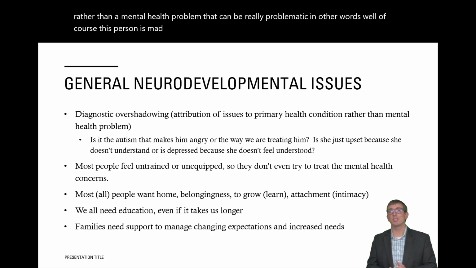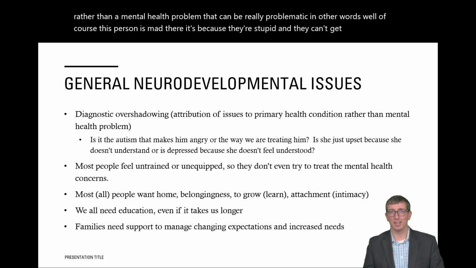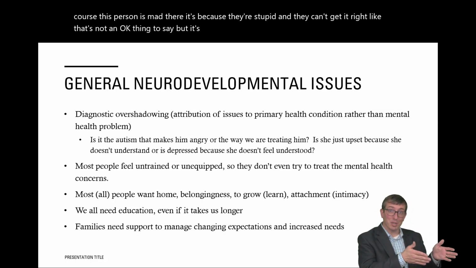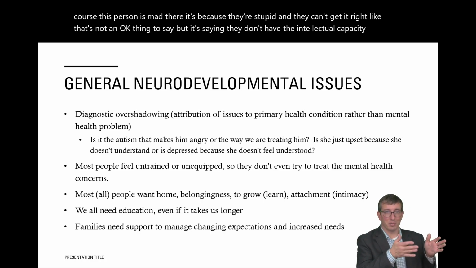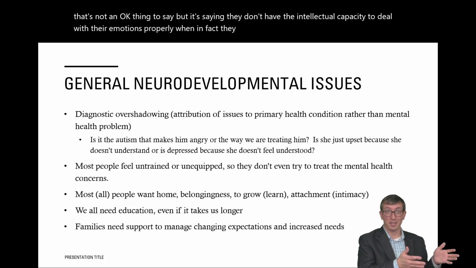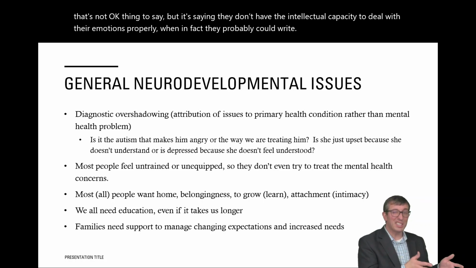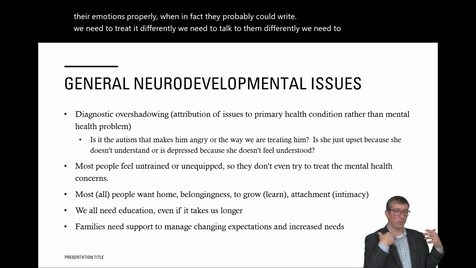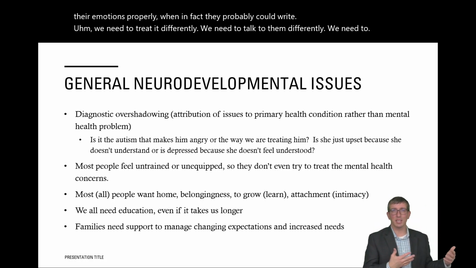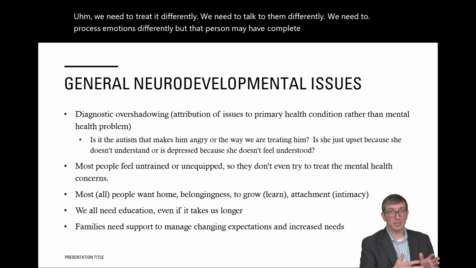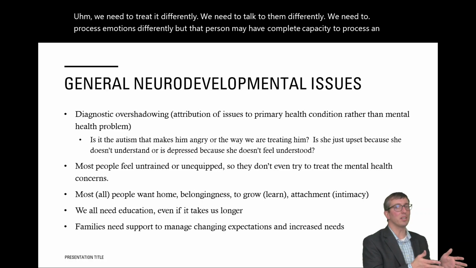It's because they're stupid and they can't get it, right? Like, that's not an okay thing to say, but it's saying they don't have the intellectual capacity to deal with their emotions properly, when in fact they probably could, right? We need to treat it differently. We need to talk to them differently. We need to process emotions differently. But that person may have the complete capacity to process an emotion, even though they may not understand the source.